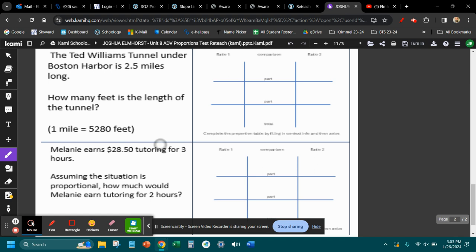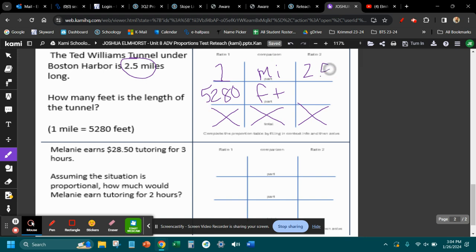So how many feet is in the length of the tunnel? Well, we have miles and feet. 1 mile, 5,280 feet. We're not going to use the total for this one. And it is giving 2.5 miles. So how do we go from 1 to 2.5? We use a factor of multiplying by 2.5 to convert the feet.